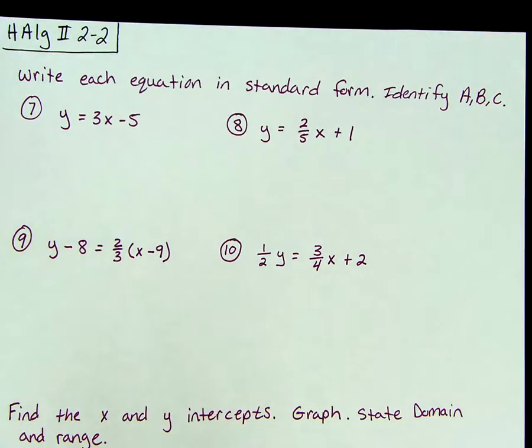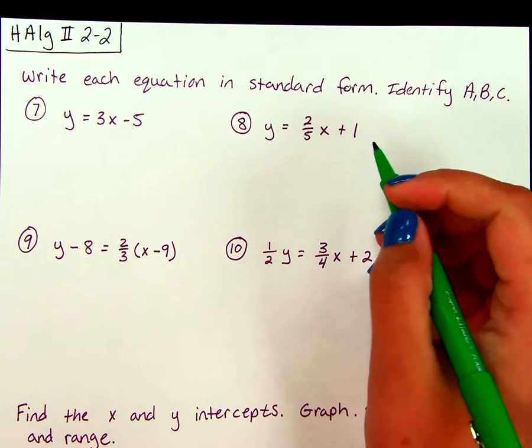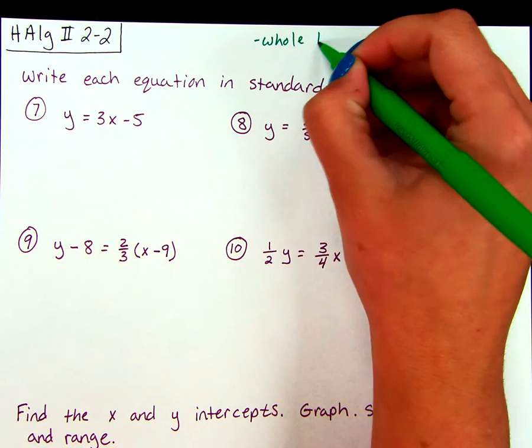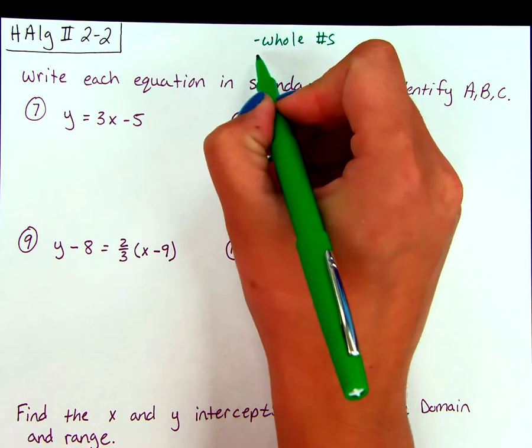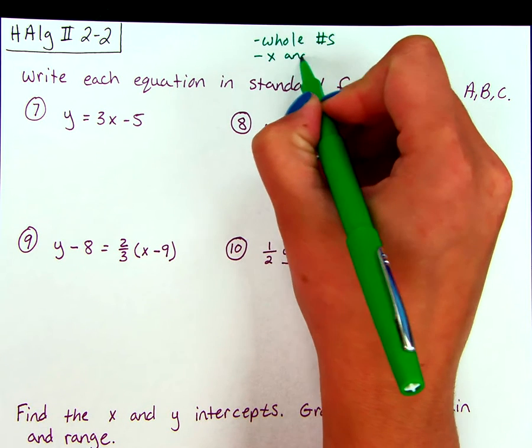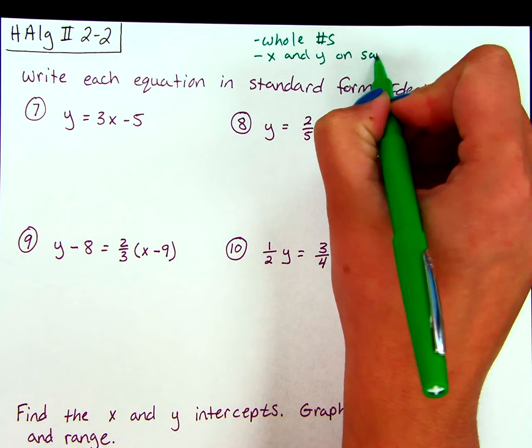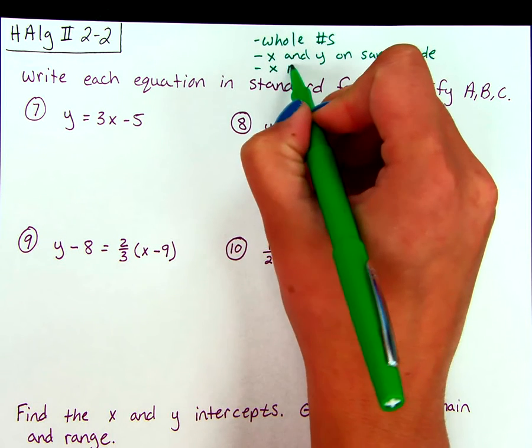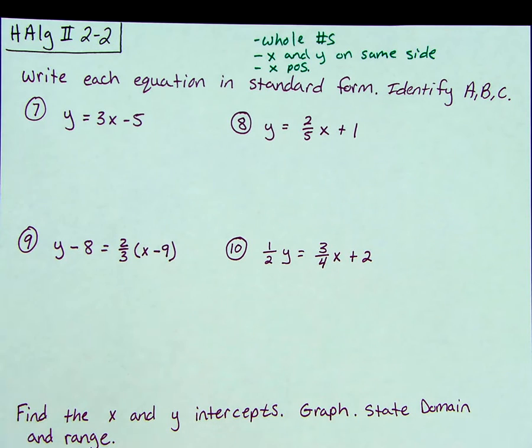Okay, so we're writing each equation in standard form, and then we're going to identify our a, b, and c values. So when we're doing this, we have to think about our definition of standard form. So remember, for standard form, we need all whole numbers. The x and y have to be on the same side. And then x needs to be positive. Okay, so we have to meet those 3 things before we can consider it to be in standard form.